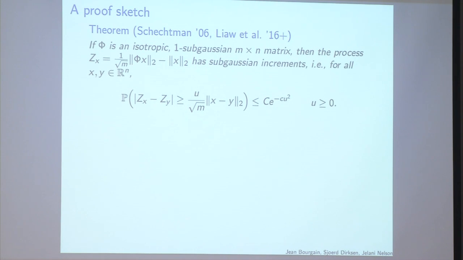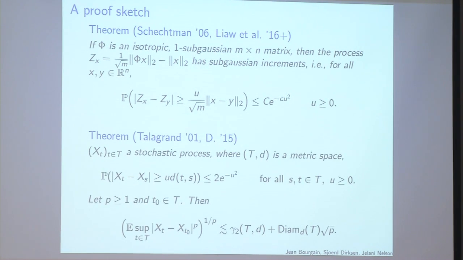Okay, and once you have this, you can actually deduce the result with generic chaining in the most simple case that we saw this morning. So really the vanilla generic chaining argument. And I want to add a little twist to it that Jelani already mentioned. So what we've seen this morning is that if I have a process that has sub-Gaussian increments with respect to some metric, so in this case simply the Euclidean metric, then I know that the expected sup of this is controlled by the gamma-2 functional. Okay, so that's the result for p is 1.